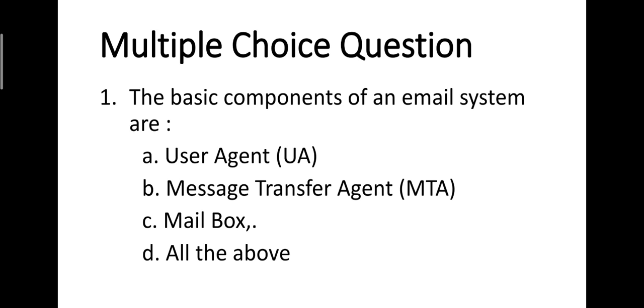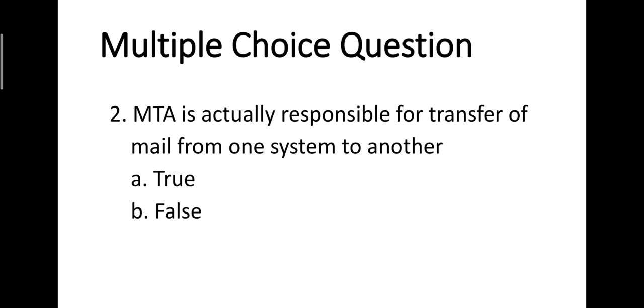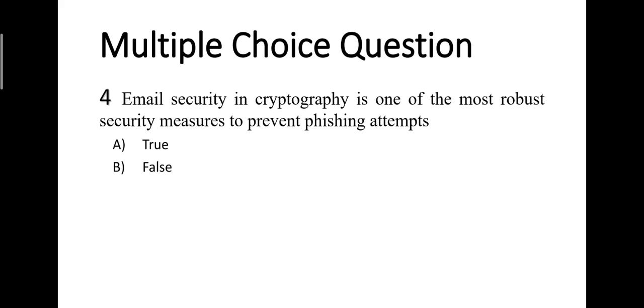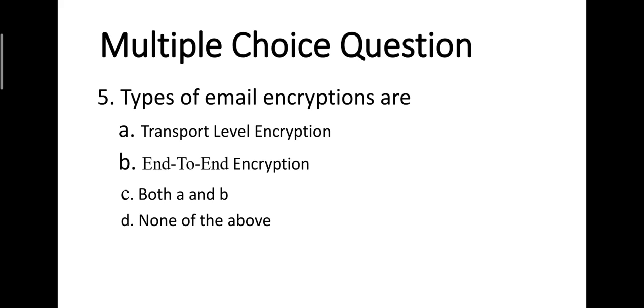Some of the multiple choice questions are: the basic components of an email system are UA, MTA, mailbox and spool file. The answer is all of the above. MTA is actually responsible for transfer of mail from one system to another. Yes, true. In the third question: services provided by an email system are composition and transfer, both. Email security in cryptography is one of the most robust security measures to prevent phishing attempts. Yes, true. Types of email encryption are transport level encryption, end-to-end encryption, or both A and B, that is transport level encryption and end-to-end encryption.